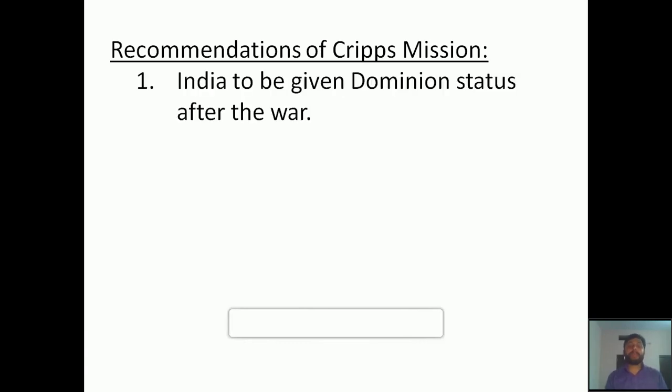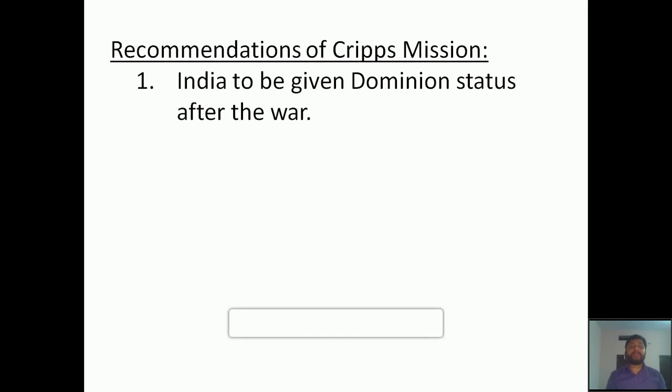The first recommendation made by the Cripps Mission was India to be given dominion status after the war, which means India will be getting the power to rule the nation, but still they will be under the British, or in other words, India will be a colony of Britain. At the same time, they will be having their own administrative system. So that was the first recommendation made by Cripps Mission.